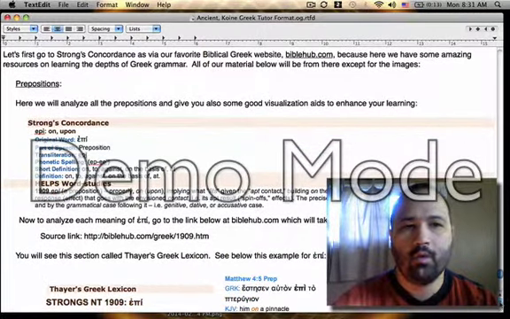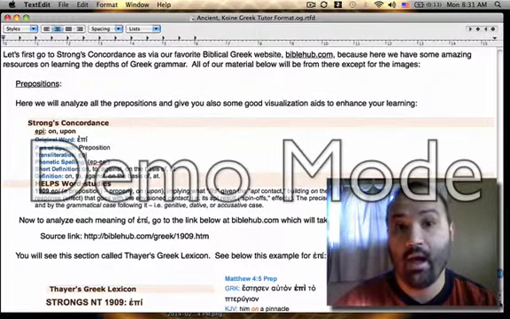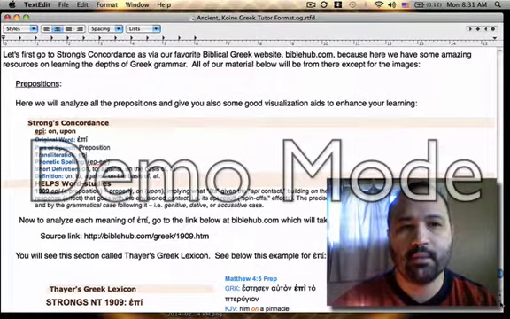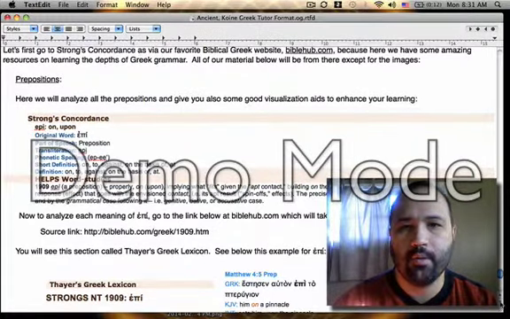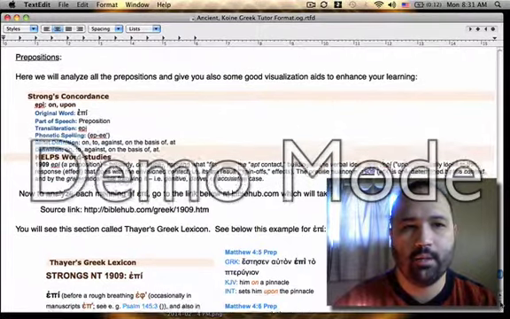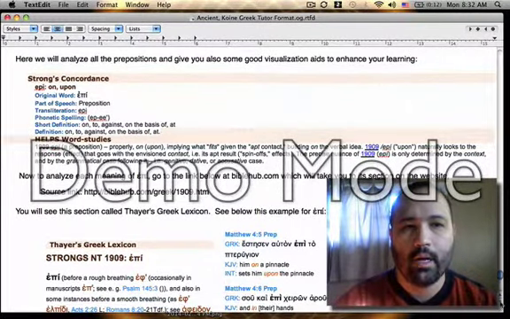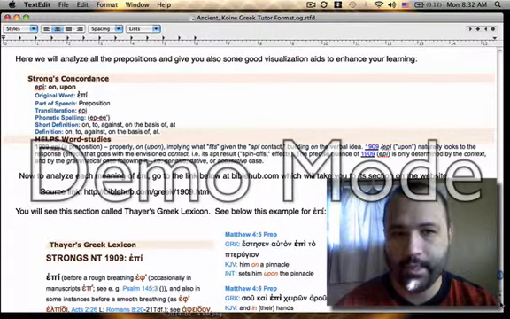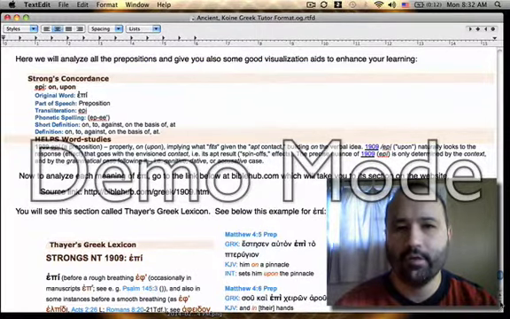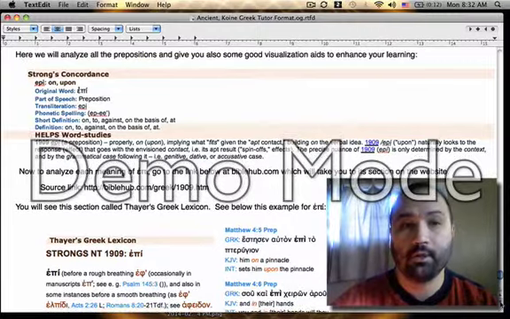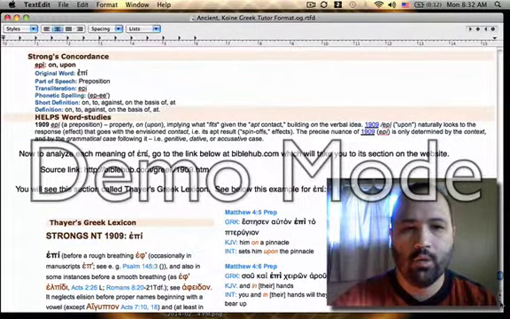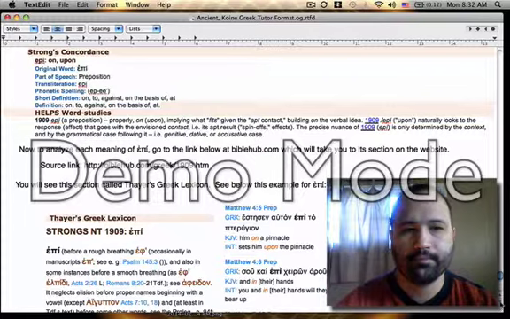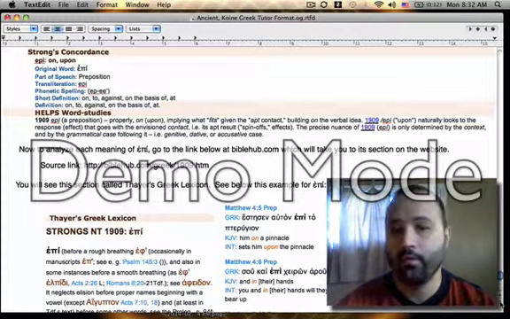So let's go over Strong's Concordance via our favorite website, BibleHub.com, because we have some amazing resources on learning the depths of Greek grammar. Let's look at these images below. Prepositions. Here we will analyze all prepositions and give you some good visualization aids to enhance your learning. So, Strong's Concordance here: epi. We're just looking at this simple preposition, which we've gone over before.